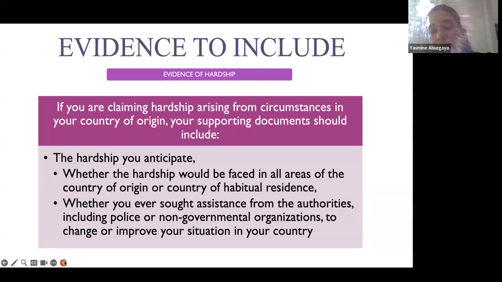Yes, so essentially, if the applicant is claiming hardship arising from circumstances in the country of origin, you do want to include supporting documents that show the hardship that you would anticipate, whether it would be faced in all areas of the country of origin, and whether you've also sought assistance from the authorities, including police or non-governmental organizations in that country of origin.